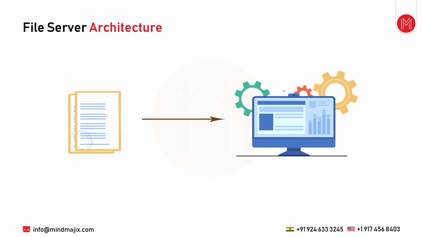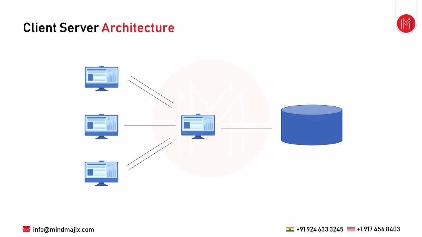In a file server architecture, the computer or the server acts as a storage device where the storage device can be accessed by only one person at a time. So, file server architecture is a process, or you can say an architecture, where the system or the computer or the server acts as a storage device. Now, what is a client server architecture?